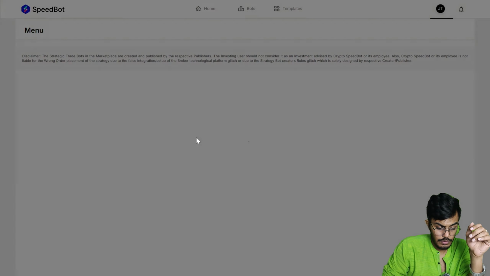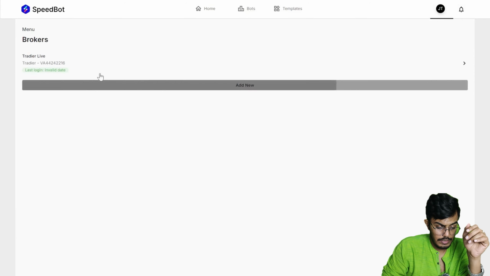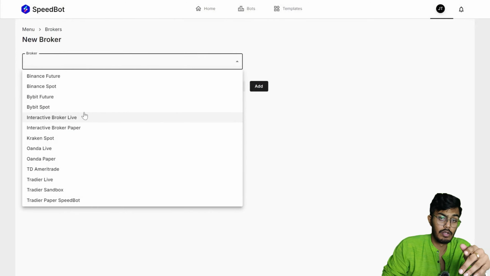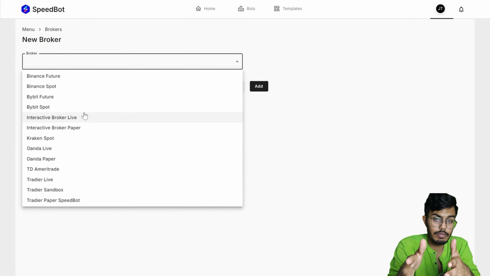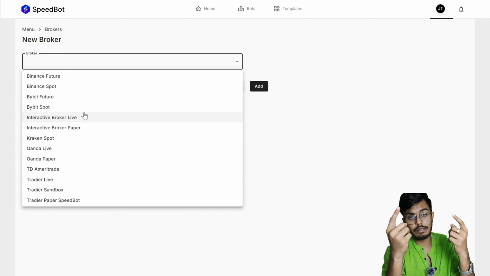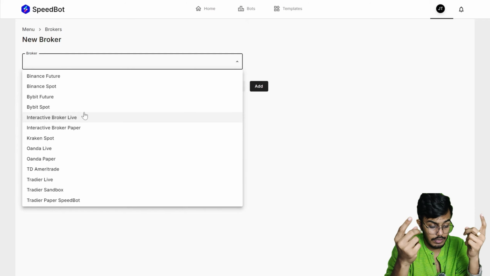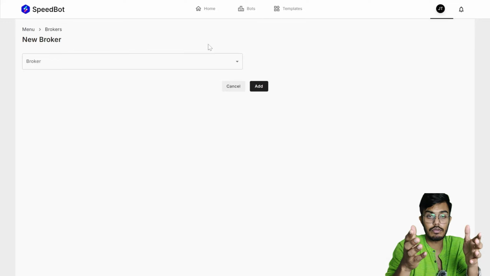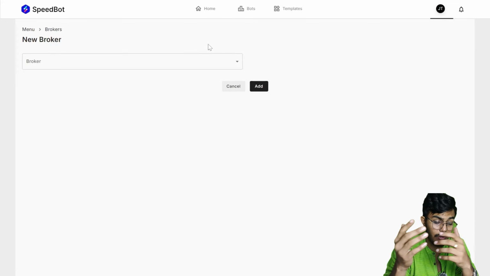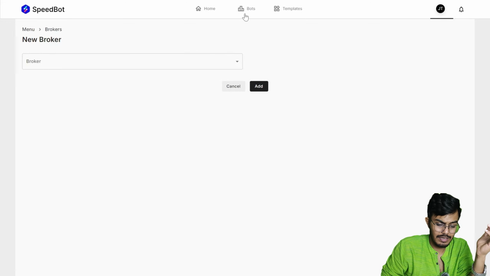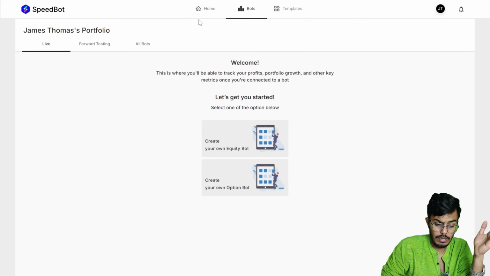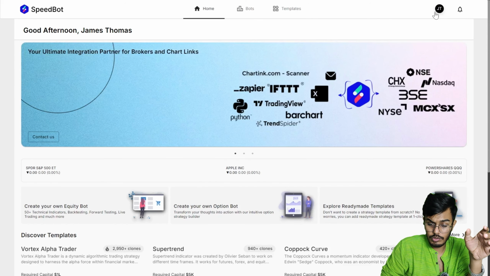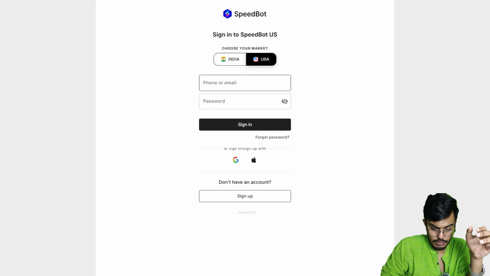Apart from that, we'll be able to add the brokers. These are the set of brokers that we currently have. These are for the cryptos as well as for the US markets integration. For the US markets, we have Interactive Brokers, we have Oanda, we have Ameritrade, Tradier is there. If you have any broker of your choice, we'll be happy to integrate that. You can contact our team. So these are the things that you'll be able to create in the SpeedBot US version. Now let me move on to the Indian version.